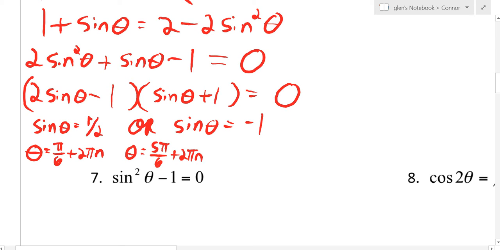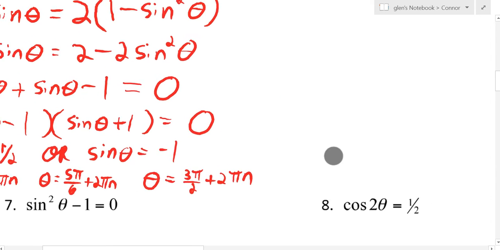And then we also got to list out where sine equals -1. And that happens only at one place between 0 and 2 pi. And that's 3 pi over 2. Okay? So those are our three different answers. It's actually infinitely many answers, but they all come from 3 answers in 0 to 2 pi. Okay? And that's how you use the Pythagorean identities.